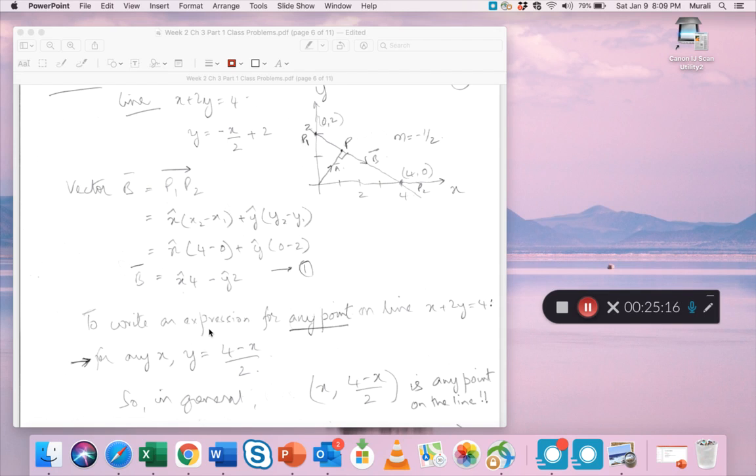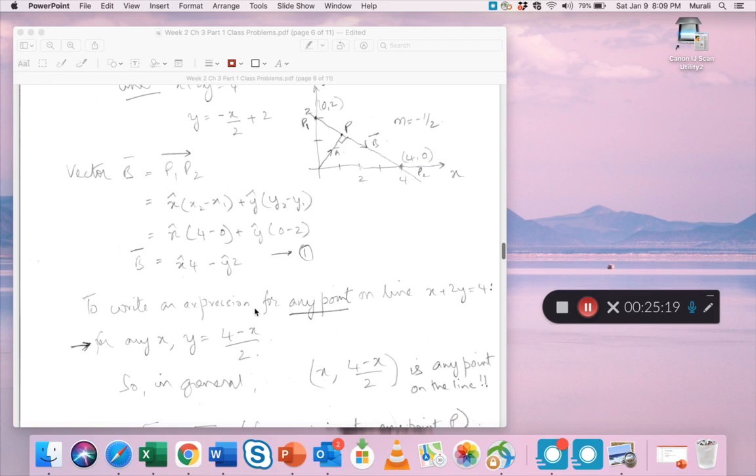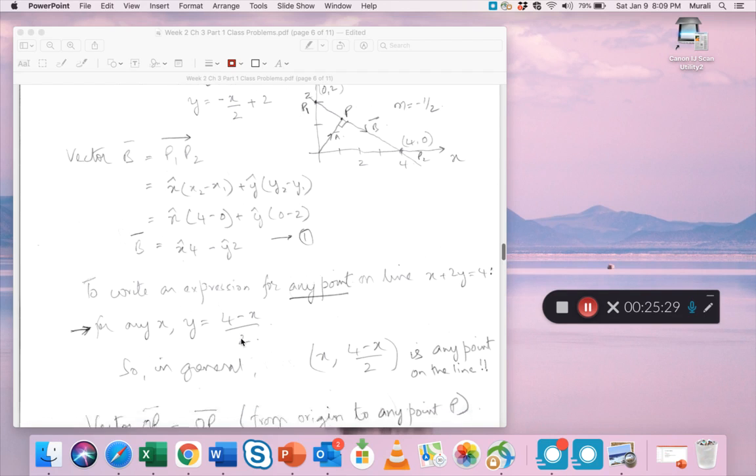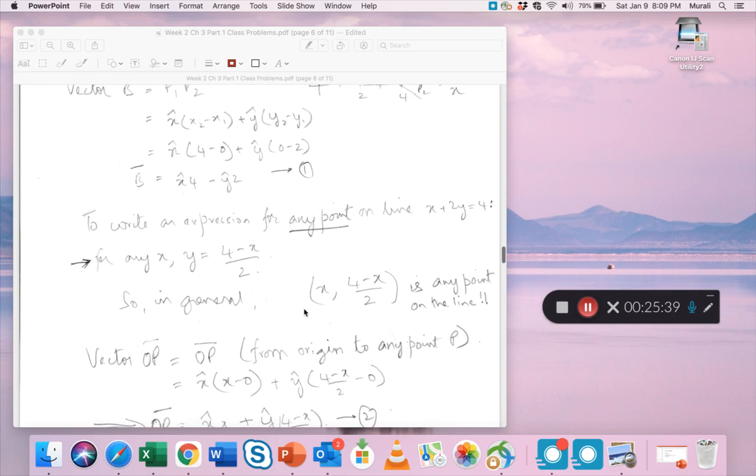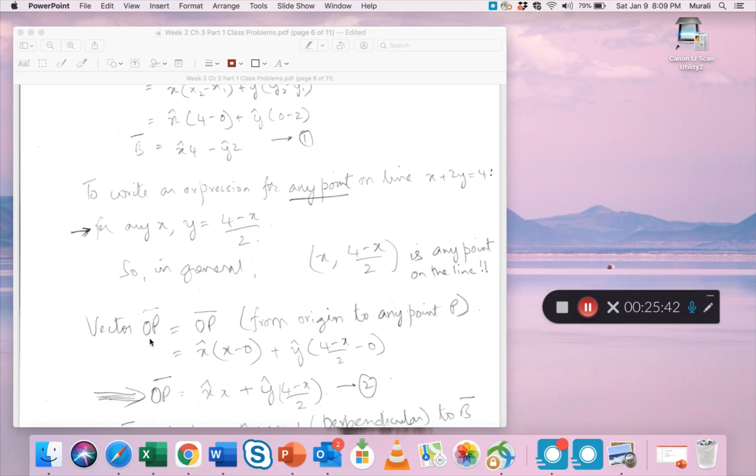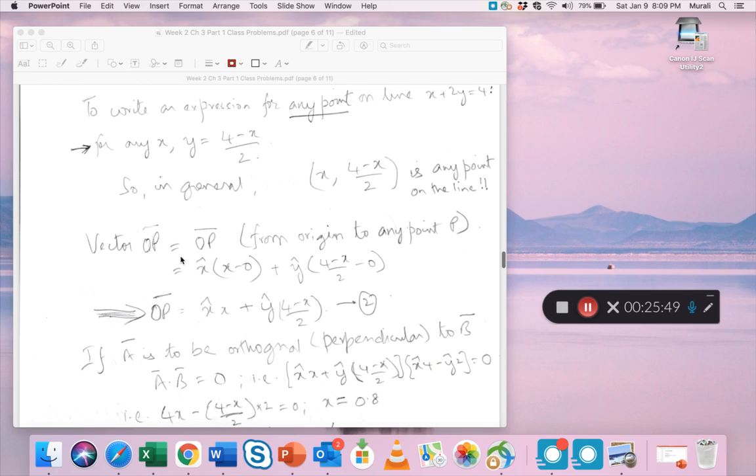Now given this equation, we can say any point on this line can also be written in this form. For any point on this line, because y equals 4 minus x by 2, in general x and y are written like this. So there's x, there's y from this formula, on any point. Now we need to find a point P so that the vector OP from the origin to a point P can be written like this. We know how to write an equation for any line from point A to point B. In this case, point A happens to be the origin. So that vector is in this form.